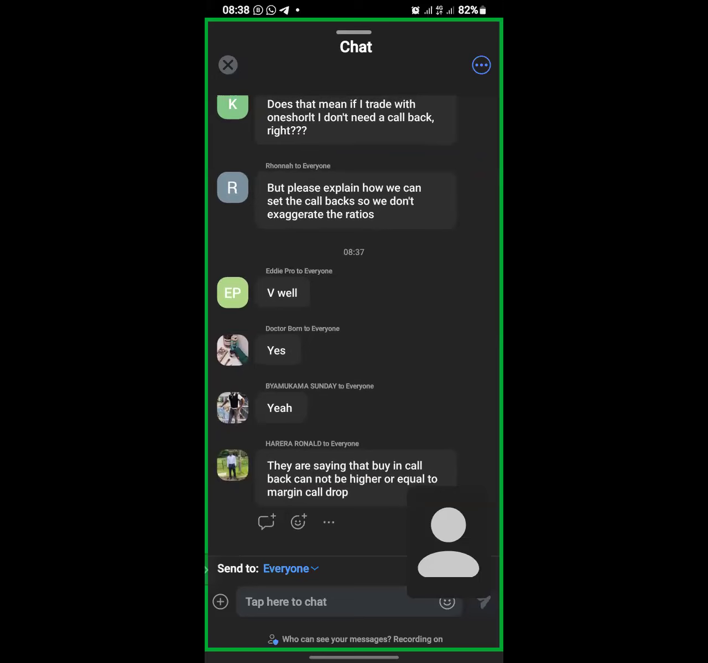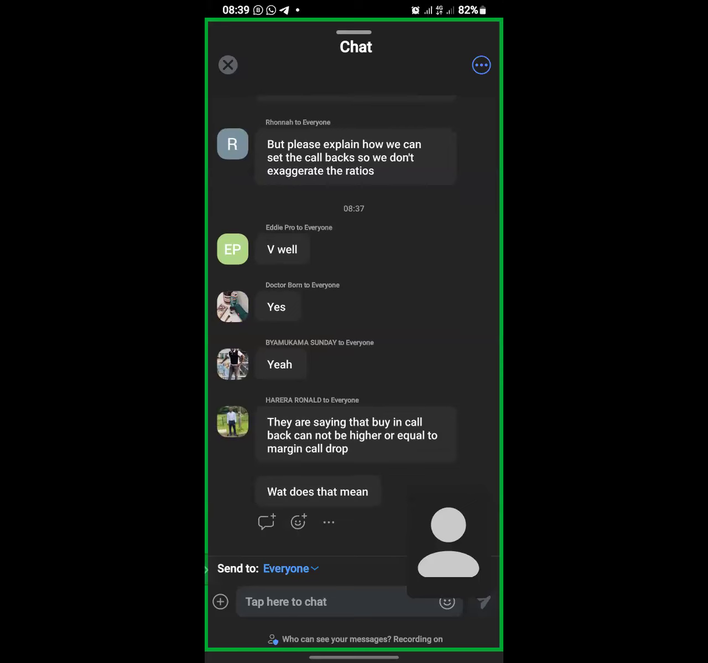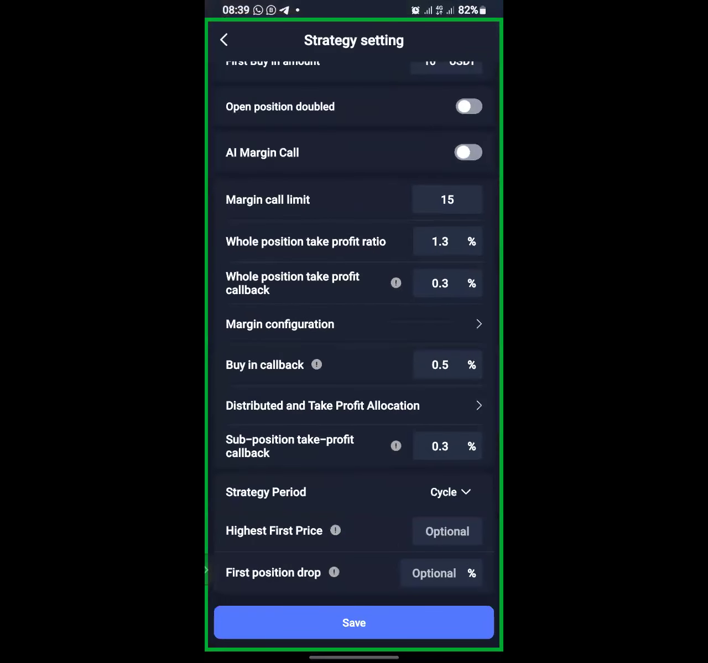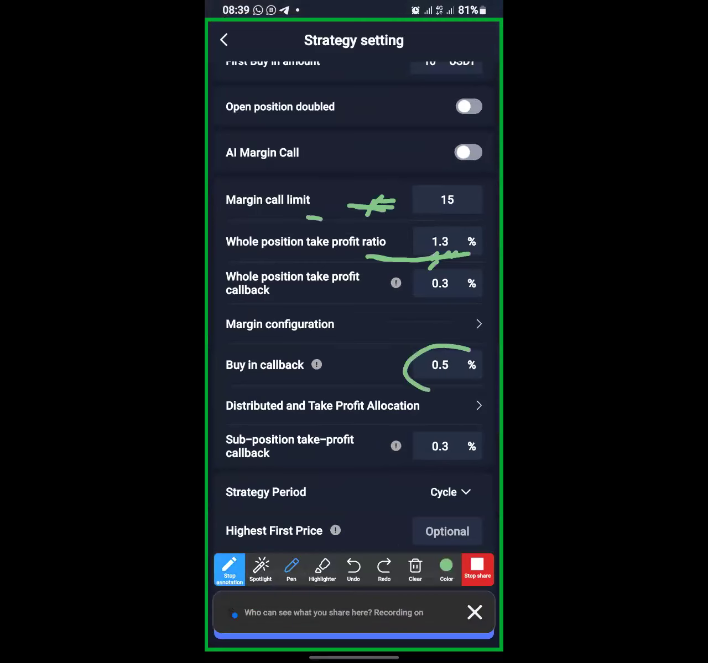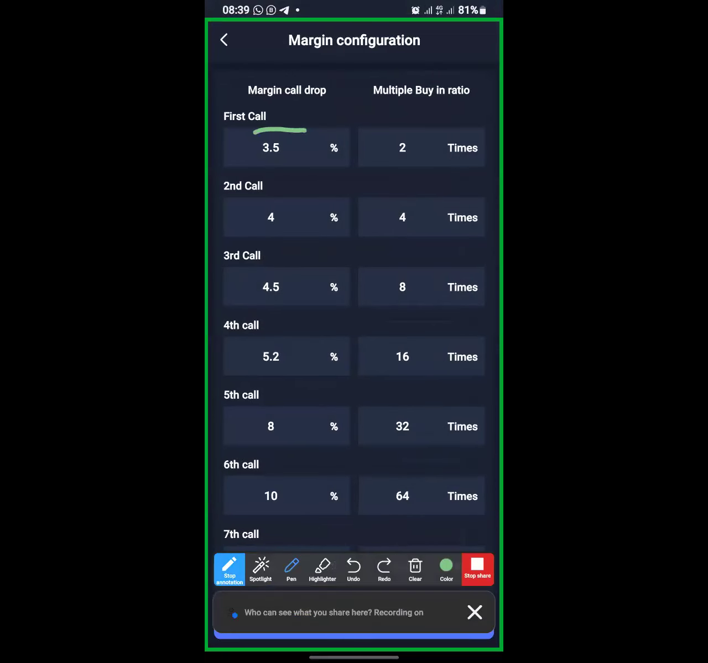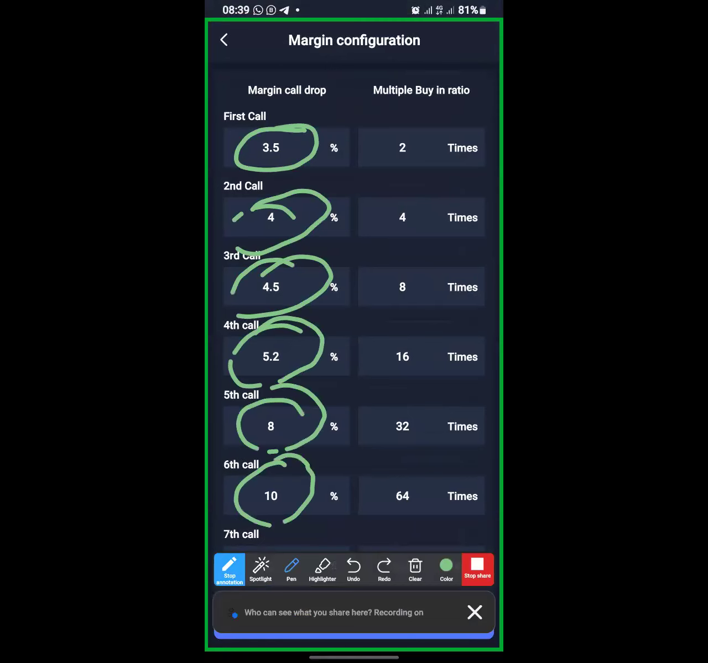They are saying that buying callback cannot be higher or equal to margin call drop. Yeah, it cannot. If it is bigger than the margin call drop, let's say you're using 0.5 as your margin call drop, it can't. This is what I mean. If you're using a callback of 0.5 here, and then you go to margin configuration and also have 0.5, it will not accept.